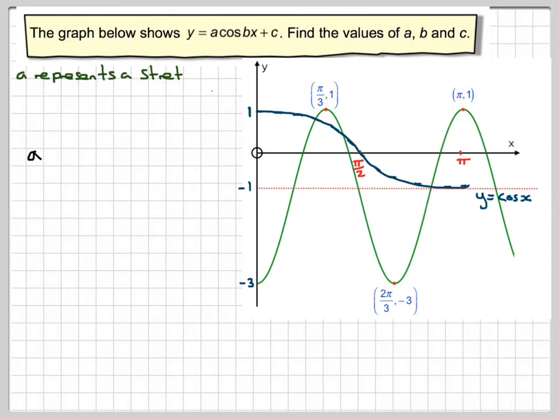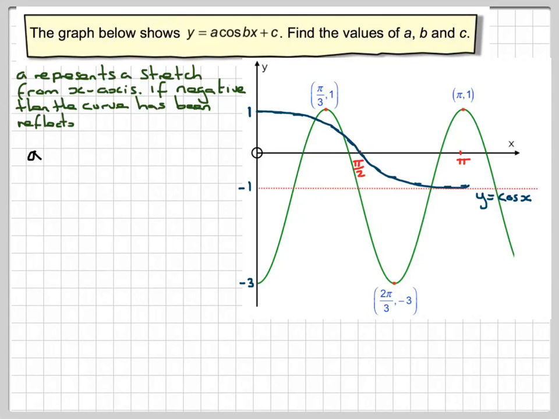So a represents a stretch from the x-axis, and if negative, then there's also been a reflection as well. And therefore we can calculate a by doing minus 3 take away 1 over 2, which is minus 2. Or we can just look at this and say, this has gone down here, minus 2, this distance here. Sometimes this a is referred to as the amplitude. Okay, and we can see the amplitude here, starting at 0, is actually minus 2.